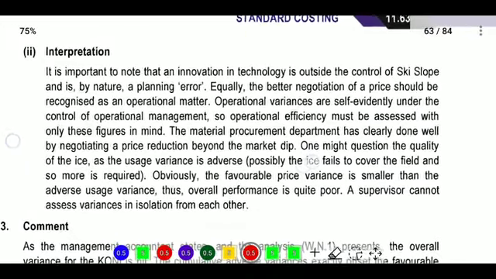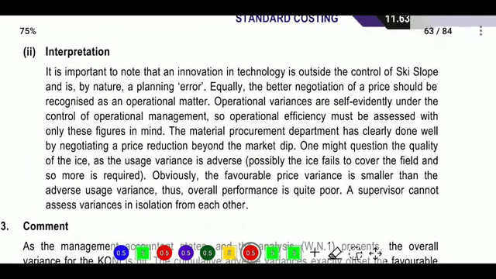The interpretation will be: it is important to note that an innovation in technology is outside the control of the operational managers and is by nature a planning error. Equally, the better negotiation of price should be recognized as an operational matter. Operational variances are self-evidently under the control of operational management. So operational efficiency must be assessed with only these figures in mind. When your figures are in mind, then you will think about the operational efficiency.